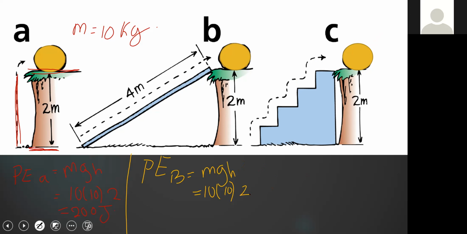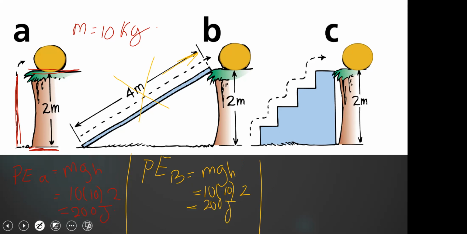So here, not any given distance would be used. If I told you the force that I needed to pull the stone or the rock up to the hill with a distance of 4, you would use that for the force. But since I want to find the potential energy, I need the vertical height. Where is it? 2. So here it's 200 joule.